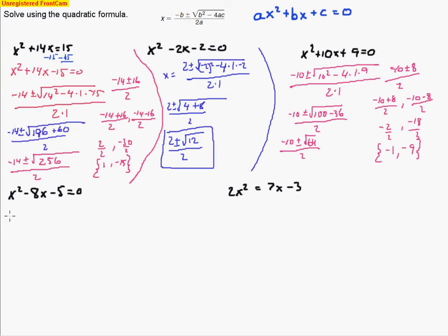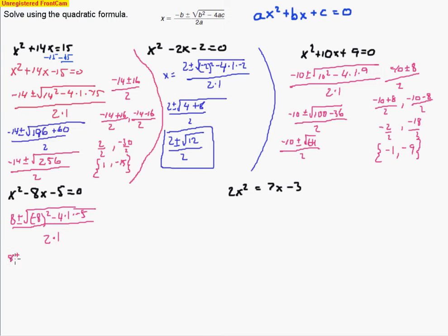Well, looking at the next one, we've got our b term is negative 8, so it's going to be a positive 8, plus or minus the square root of that negative 8 being squared, minus 4 times a, which is 1. C is negative 5. And this is all over 2 times a, which is 1. So we do the work there.